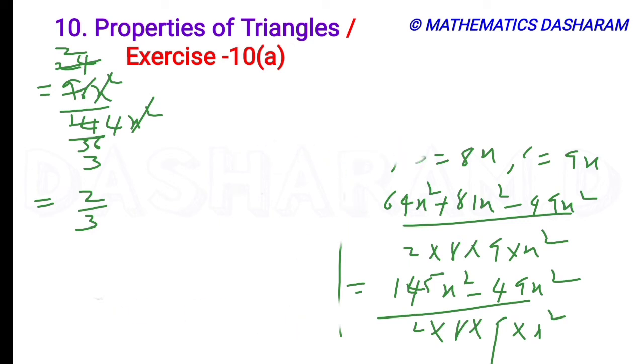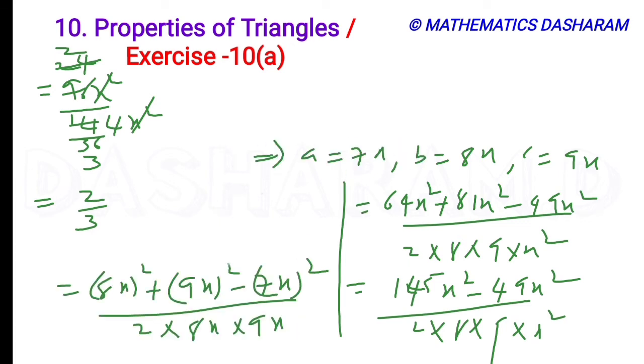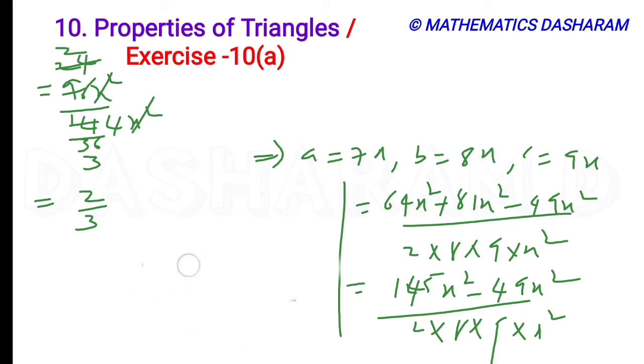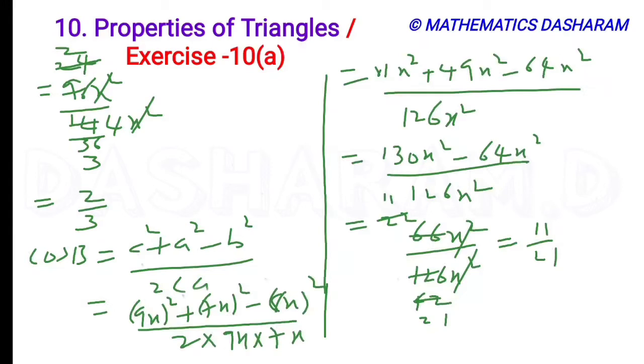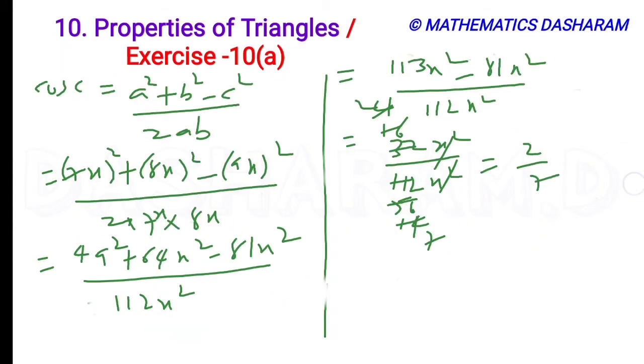So let's find out the cos B value. The cos B formula is (C square plus A square minus B square) divided by 2CA. So cos B value is 11 by 21. Next the cos C value. Cos C value is 2 by 7. So let's find out our required answer.